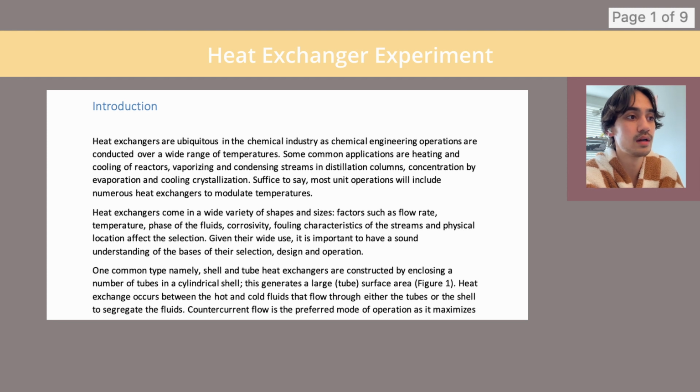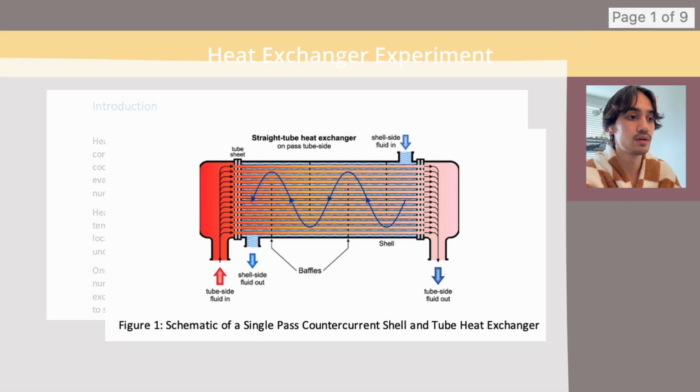Heat exchangers come in a wide variety of shapes and sizes. Factors such as flow rate, temperature, phase of the fluid, corrosivity, fouling characteristics of the streams, and physical location affect the selection. Given their wide use, it is important to have a sound understanding of the basis of their selection, design, and operation. One common type, namely shell and tube heat exchangers, is constructed by enclosing a number of tubes in a cylindrical shell. This generates a large tube surface area, shown in Figure 1.